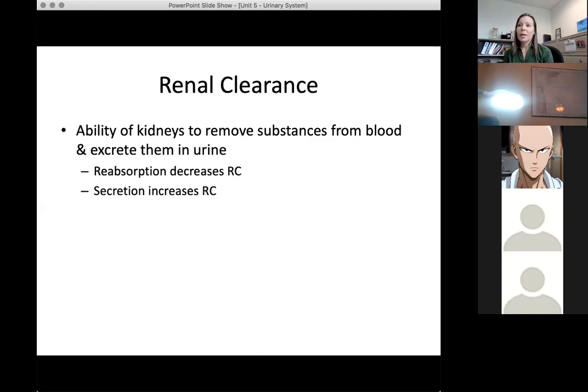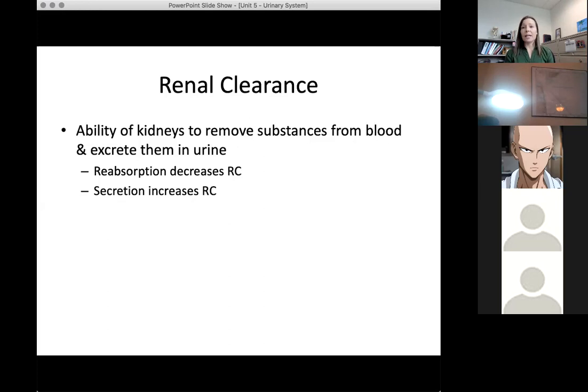Or it could mean that the substance was not even filtered in the first place. Maybe it couldn't go across the filtration membrane. So that would explain why none of it is coming out in the urine. It would have a clearance value of 0 if that was the case too.